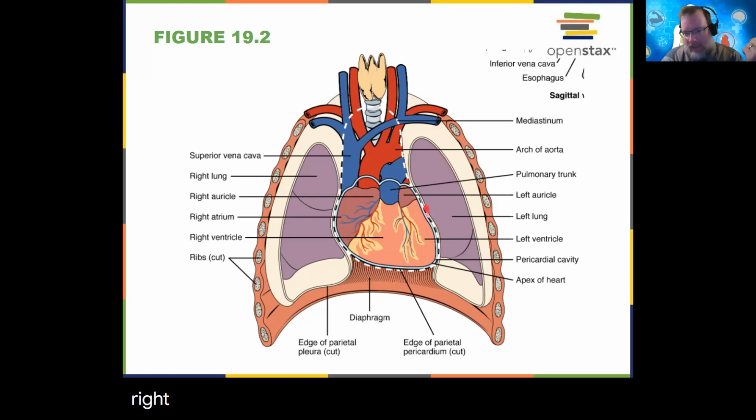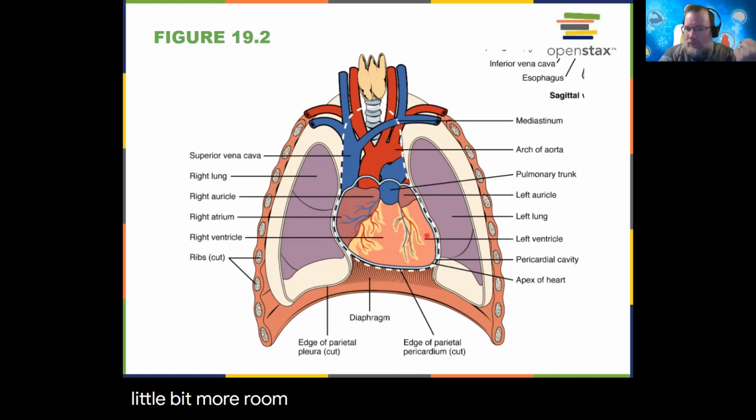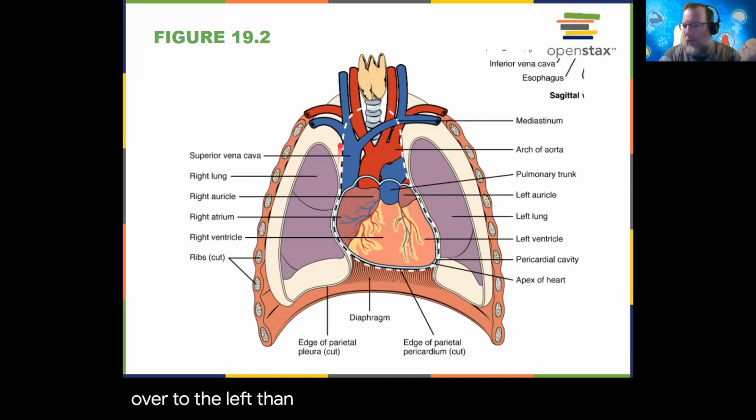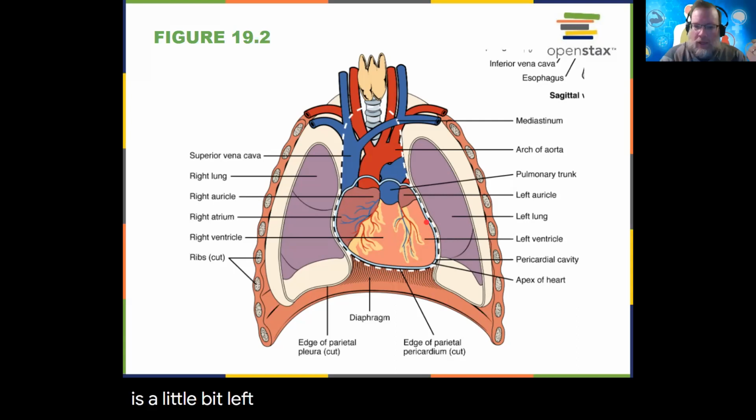So the left side of the heart does appear to be a little bit larger. It maybe even seems like the heart takes up a little bit more room on the left portion of the mediastinum. You could even see that hash line kind of veering more over to the left than we see over on the right side. So that's something you maybe notice at first glance. The heart is a little bit left of center.